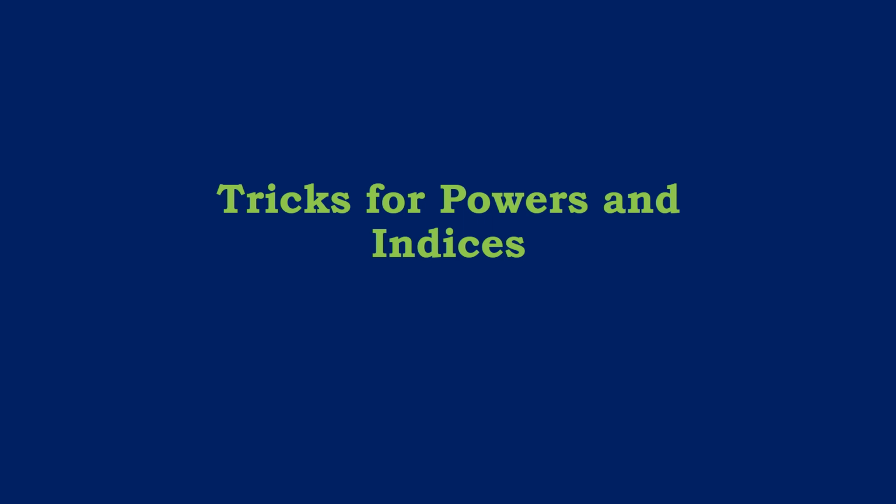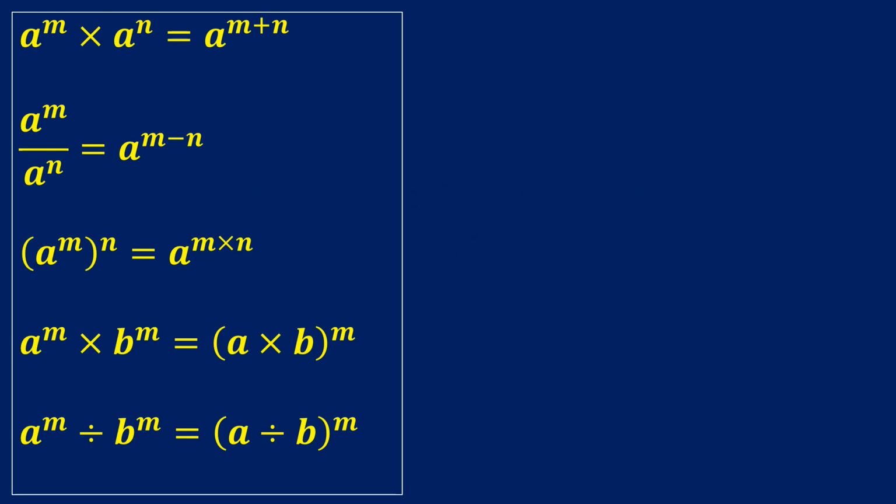Let us consider the important power formulas. A power m into a power n. We notice that the base values are equal. Then the powers should be added, that is, a power m plus n. Similarly, a power m divided by a power n is a power m minus n. A power m whole power n is a power m into n.